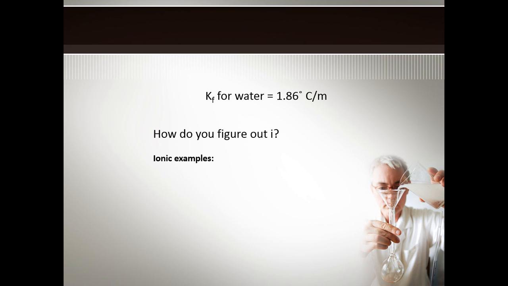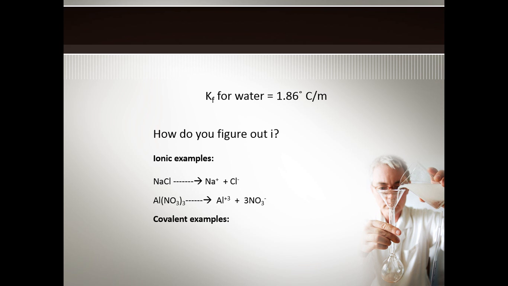If it is an ionic compound, we know that when it dissolves in solution, it's going to break into ions. So we've got sodium chloride here, which breaks into a sodium ion and a chloride ion. So in this case, the I is going to be 2. Let's look at this one, aluminum nitrate. When it's dissolved in solution, it breaks down into an aluminum ion and then 3 nitrate ions. So in this case, its I is 4.